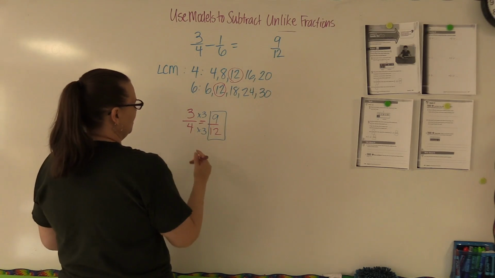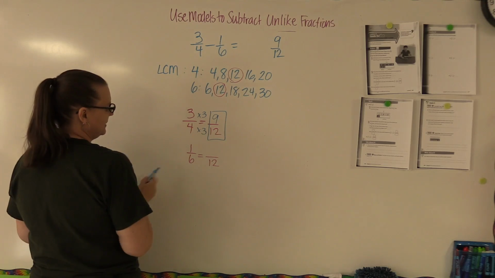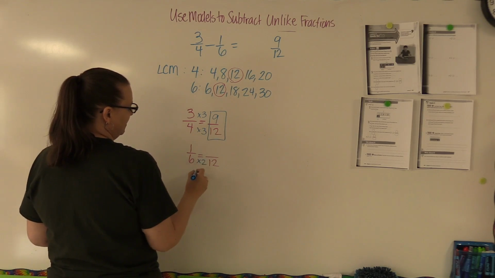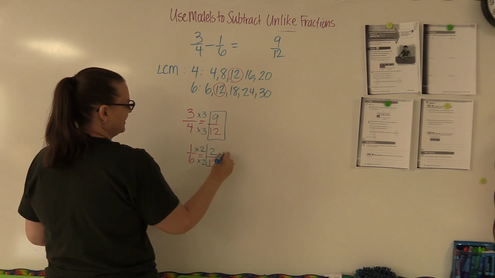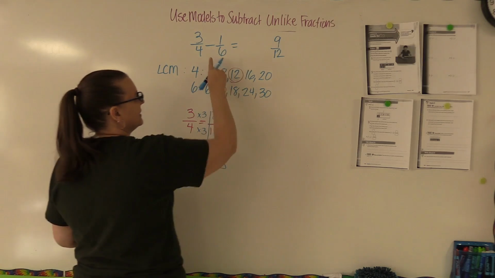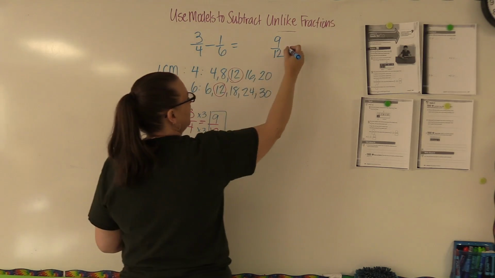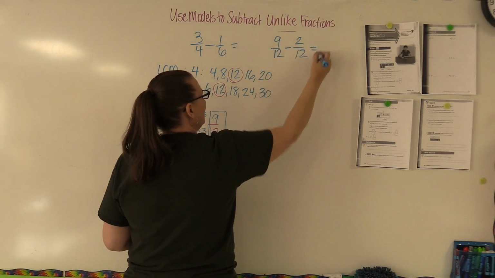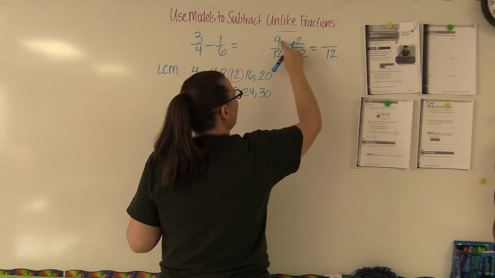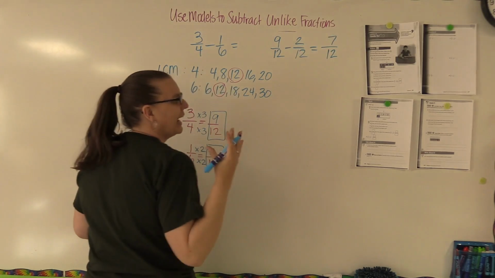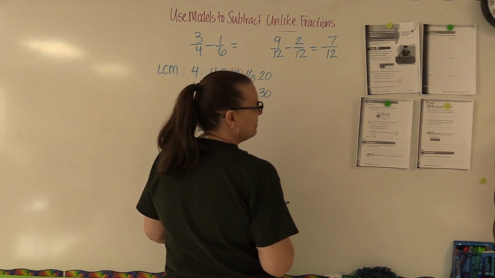Now, I need to do the same thing to the 1/6, right? I am going to turn it into 12ths. So how many 6s does it take to make 12? Times 2. So 1 times 2 is 2. This is my new equivalent fraction for 1/6. So 3/4 is now 9/12. 1/6 is now 2/12. Now that I have found a common denominator, I can go ahead and subtract. The denominator stays the same. 9 minus 2 is 7. And I am finished because 7 is a prime number and I cannot simplify or reduce it anymore.